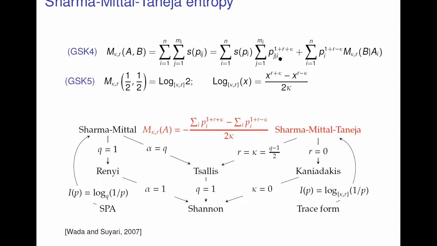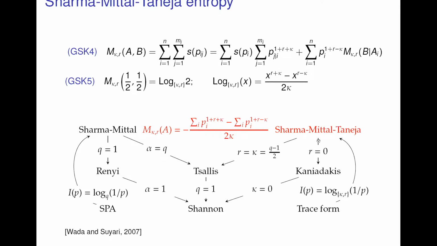So we can also consult the map: R equals kappa equals Q minus 1 over 2. Actually, R equals kappa will cancel R and K, and this one will be actually the same as Tsallis, and this one will reduce to the entropy of the first system. Okay, it is not so intuitive a pseudo-addition rule, but it is one way to characterize Sharma-Mittal entropy.